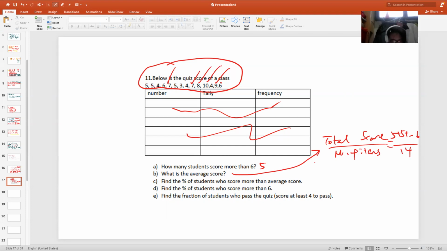So let me quickly find out what the average score is in this case. Let me use my calculator. Okay, it's a 5 point. For this question, you're supposed to use the fraction, but I'm using a phone. My phone cannot show me the fraction, so I cannot show you the fraction, okay?